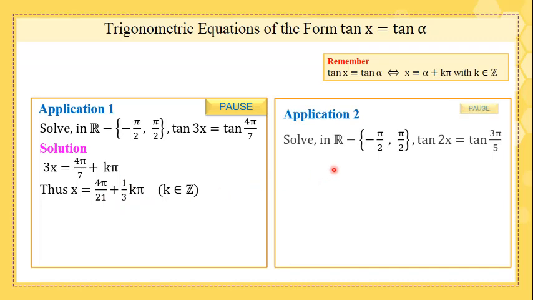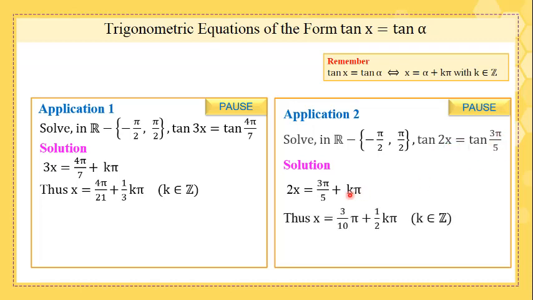Application 2. Please pause the video, try to solve it. We have 2x equals 3 pi over 5 plus k pi. Divide the equation by 2, then x equals 3 over 10 pi plus 1 over 2 k pi, and k belongs to Z.